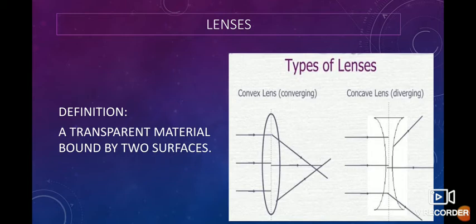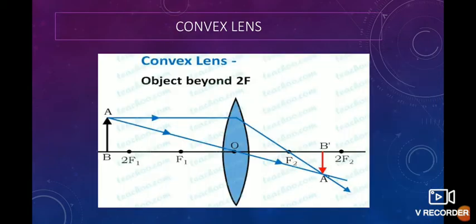Remember, we can also have one plane surface and one convex surface, then the lens will be called a plano-convex. Similarly, one plane and the other surface a concave, then the lens becomes a plano-concave lens. So these are the two types of lenses that we are going to study, the convex lens and the concave lens. Let us see the ray diagram of the convex lens.